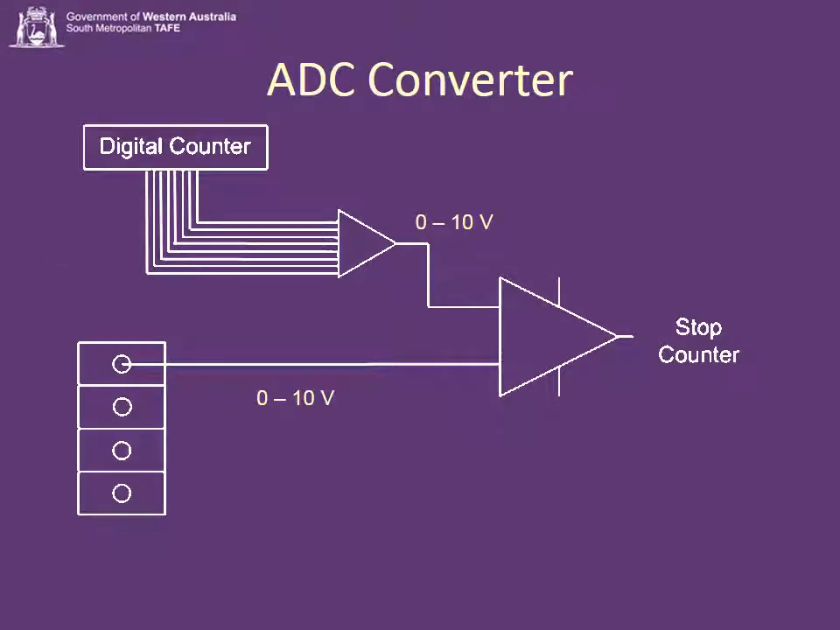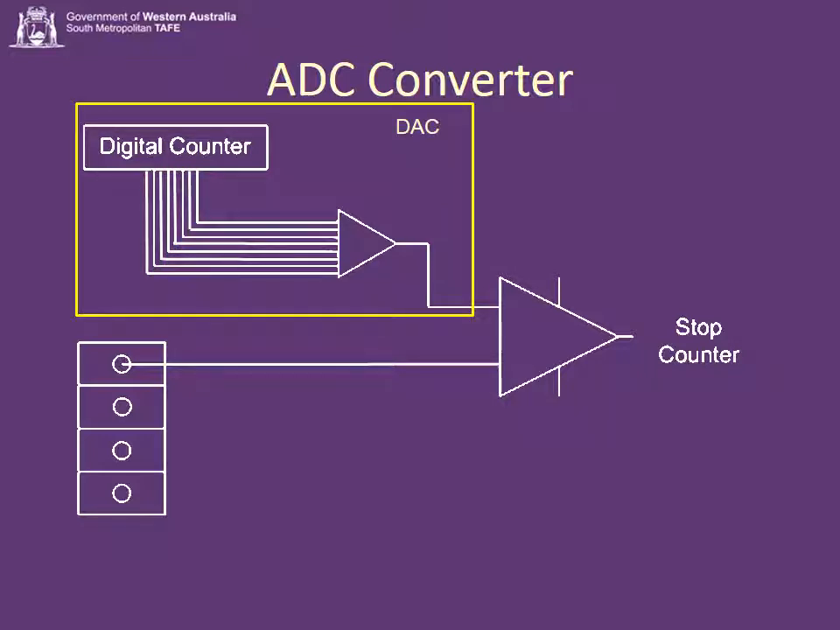Making an ADC, an analog to digital converter, is a little bit more complicated, so I'm going to go through that. This is a simplified ADC circuit. The first thing to notice is that this bit here is a DAC. The digital word in this case is going to be a digital counter. We're going to come to what that does.